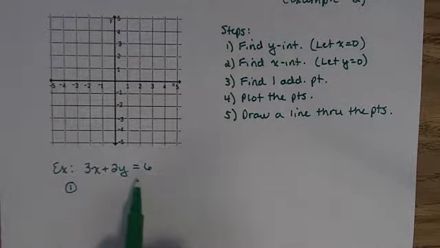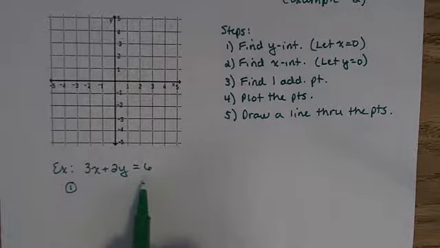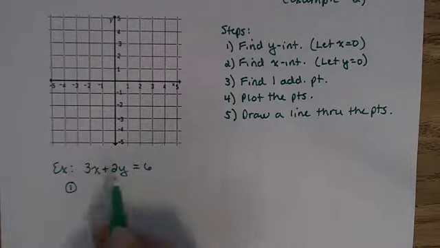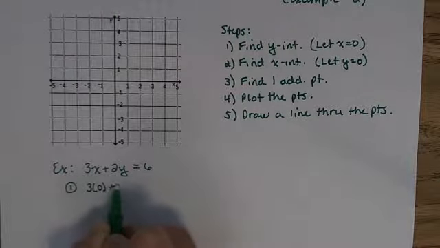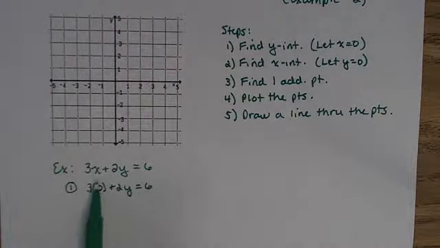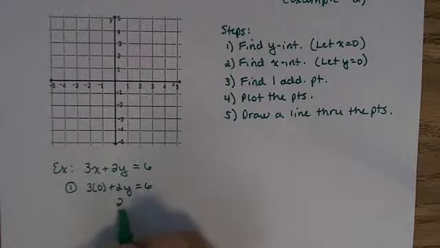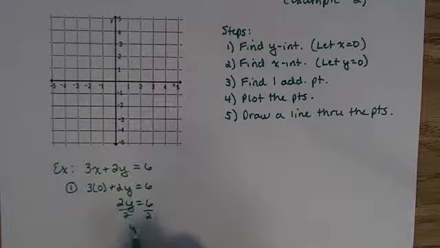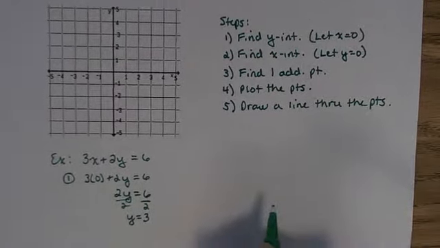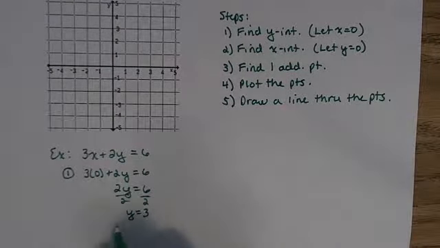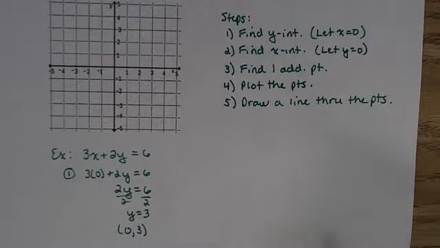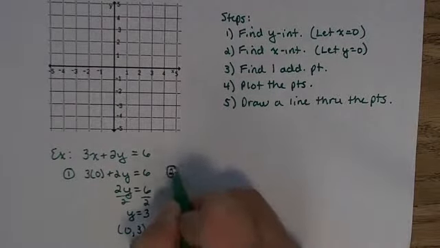Now notice I've written this particular example in standard form. So if I plug in 0 for x, I get 3 times 0 plus 2y equals 6. Now you may be able to see rather quickly that the 3x term drops out when you plug in 0, and you end up with 2y equals 6. Or if I divide both sides by 2, y is equal to 3. So my first point that I'm looking at here is the point (0, 3). There's my y-intercept.